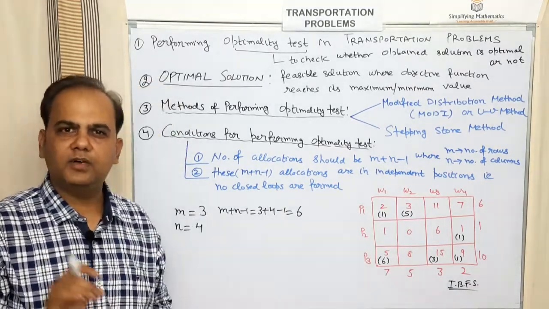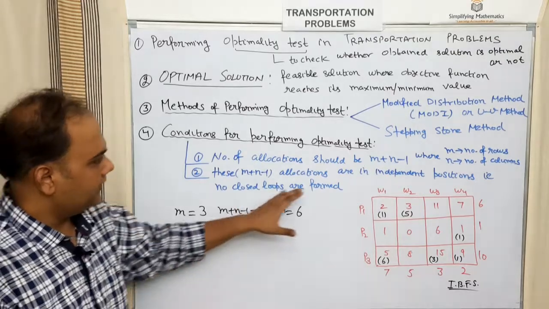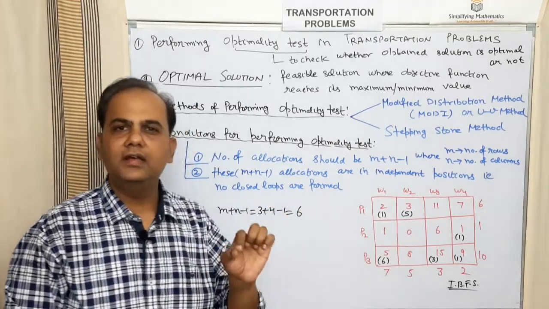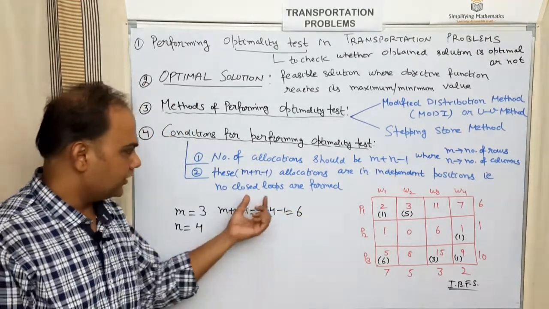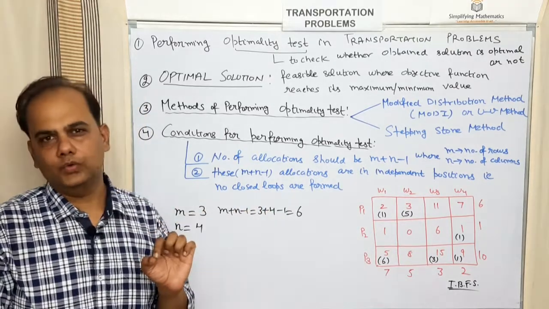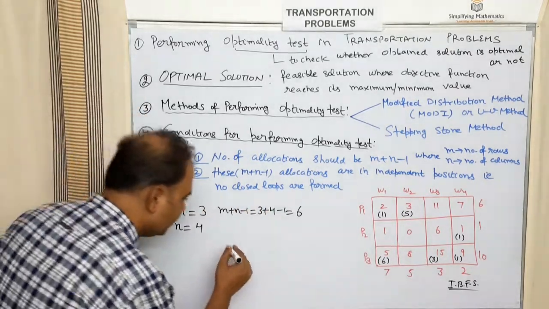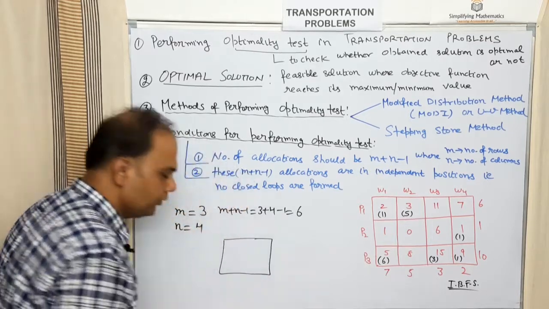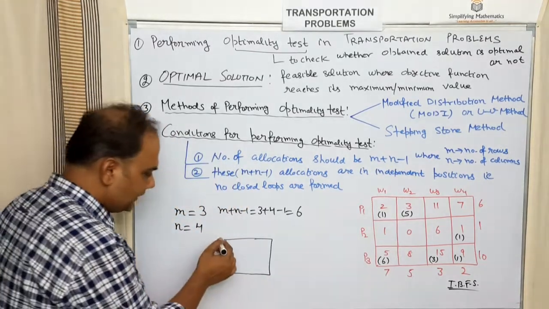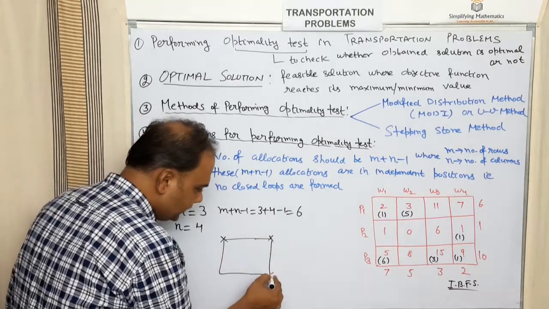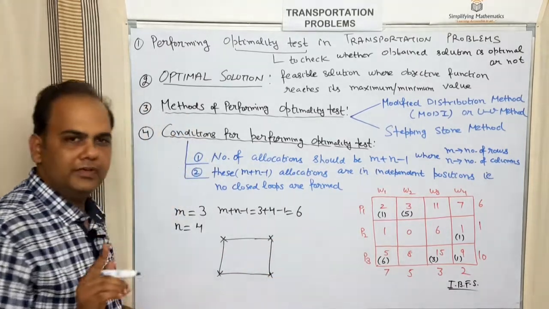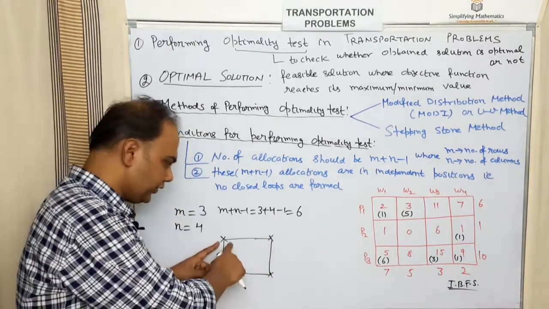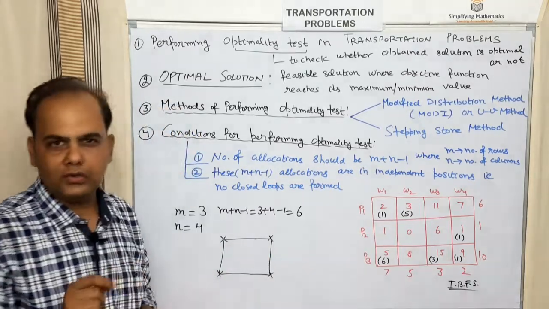Now the second condition for performing optimality test is that these allocations should be in independent positions. Means what? They are not forming any closed loop. Now closed loop means what? If this is a closed loop, at the corner of this loop the allocation should not be there. Means what? No allocation should form a closed loop.